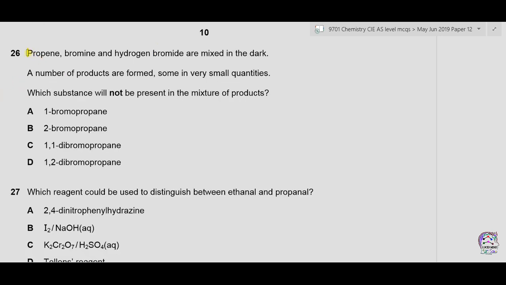Question number 26. Propene, bromine and hydrogen bromide are mixed in the dark. A number of products are formed, some in very small quantities. Which substance will not be present in the mixture of products? So we have propene, bromine and hydrogen bromide. Now dark means that there is no free radical substitution involved. Let's see how these products are formed.